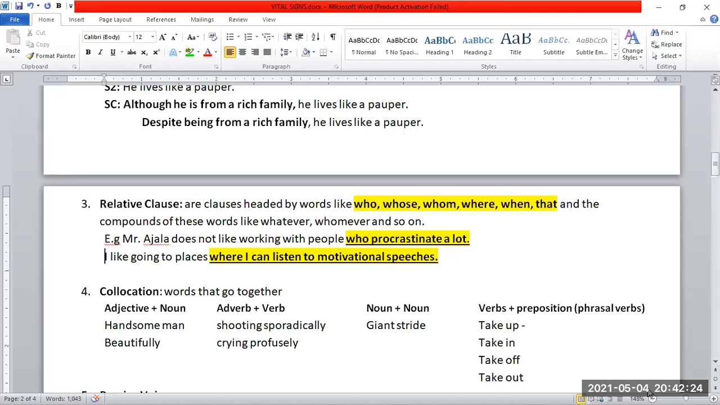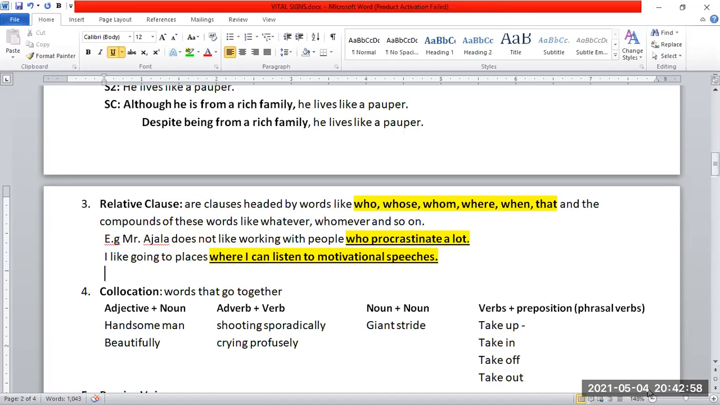They can also start the sentence. For example, you could have: when I become the president, I will make Nigeria great again. That one is starting the sentence, but it is when I become the president, comma, I will make Nigeria great again. So when I become a president is the relative clause there, referring back to what will happen when that happens.